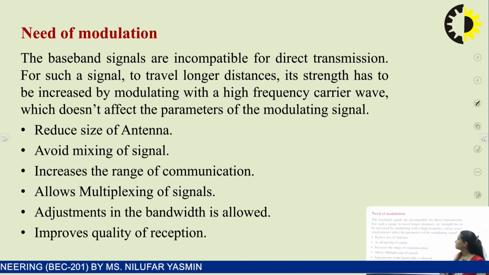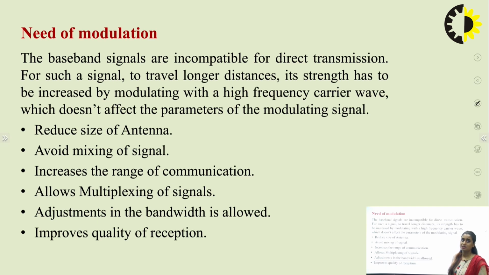We know that baseband signals are incompatible for direct transmission for long distances. For such a signal to travel long distances, its strength has to be increased by modulating with a high frequency carrier wave, which doesn't affect the parameters of the modulating signal. So these are a few basic needs of performing modulation, that is, reducing the size of antenna.